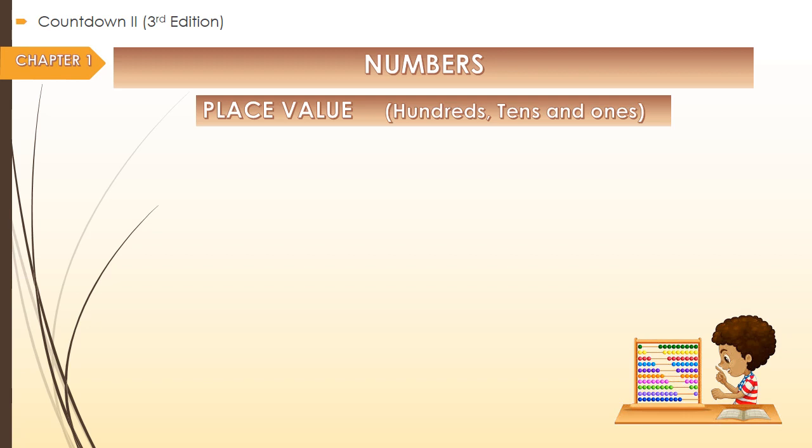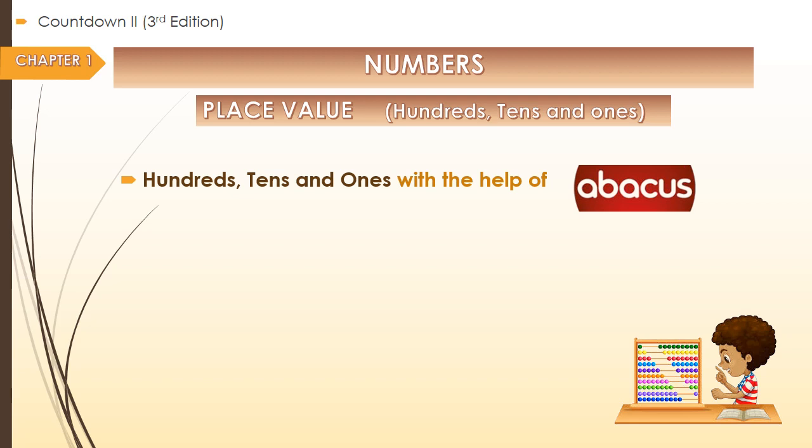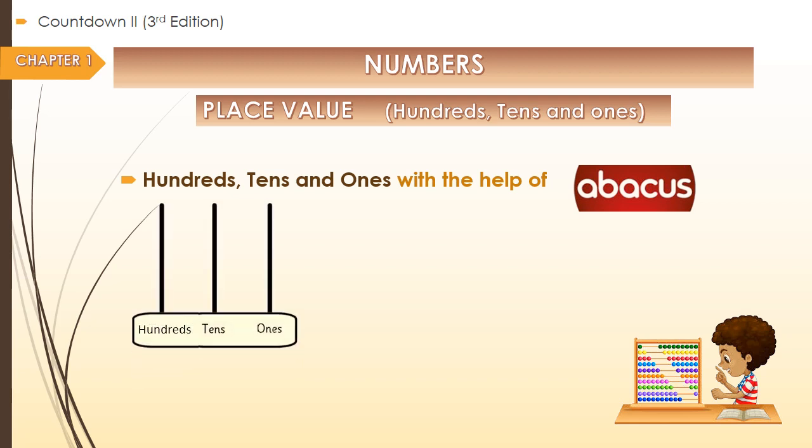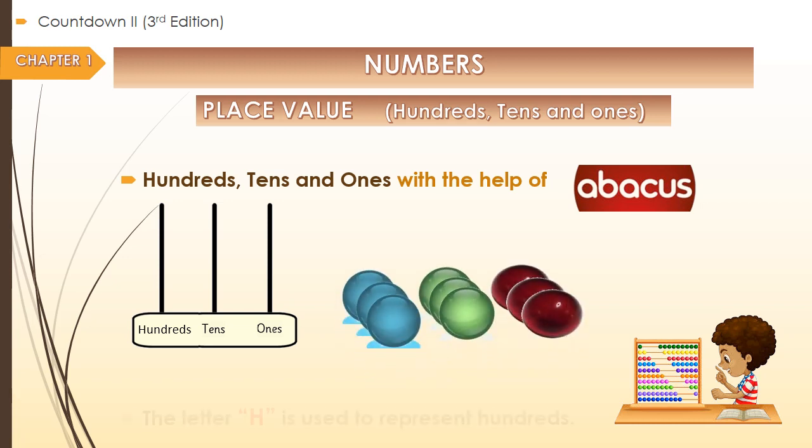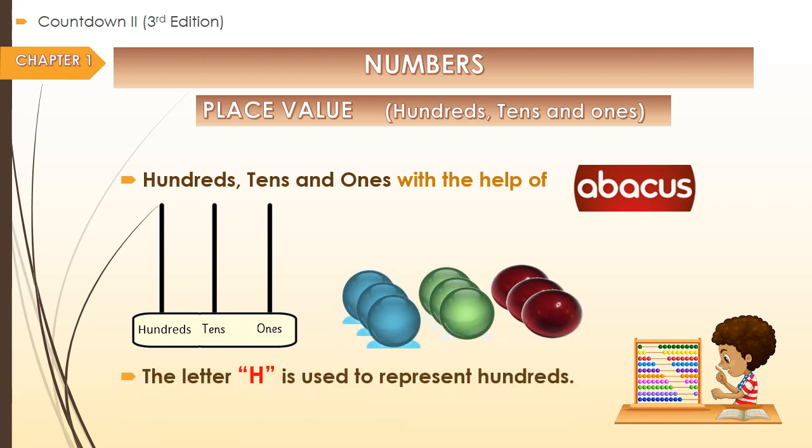To understand the concept of place value of a 3-digit number clearly, we can use an abacus with 3 spikes, on which we will represent each spike with hundreds, tens and ones, and also we need some beads. We can use the letter H to represent hundreds.